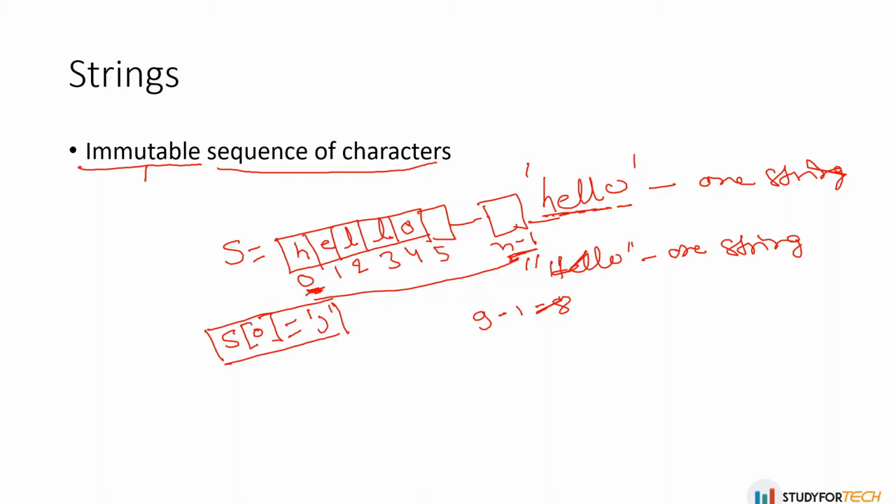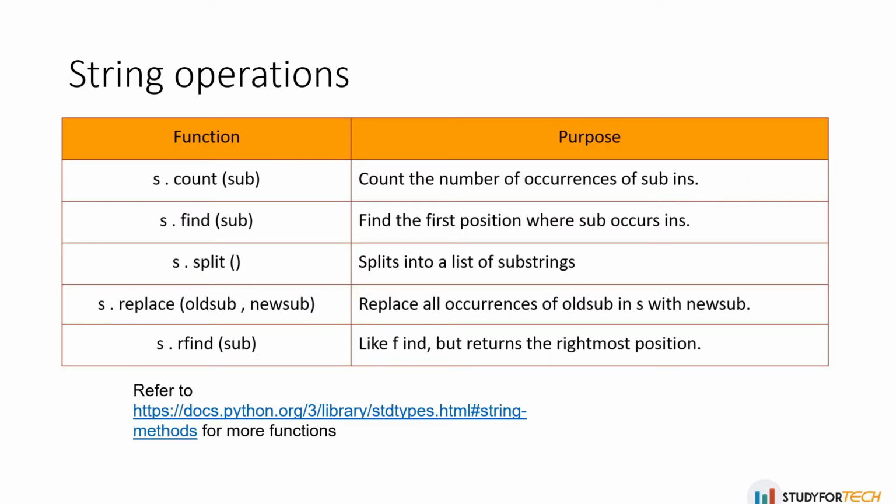So the string is immutable. Once you define it, you cannot change it in line. So that is the actual meaning. And when something is mutable, that is changed. Okay, so let's proceed.